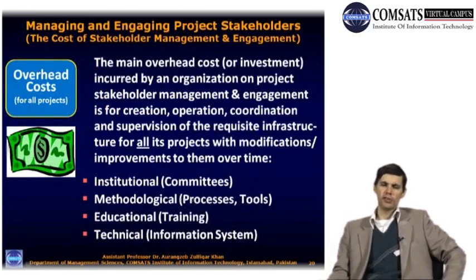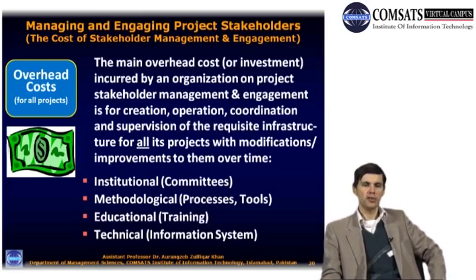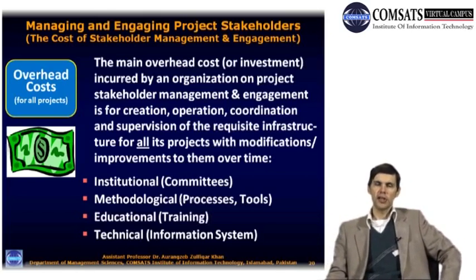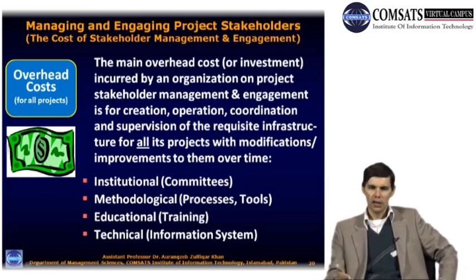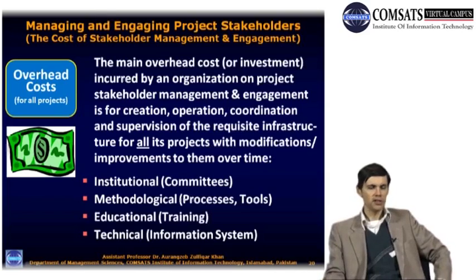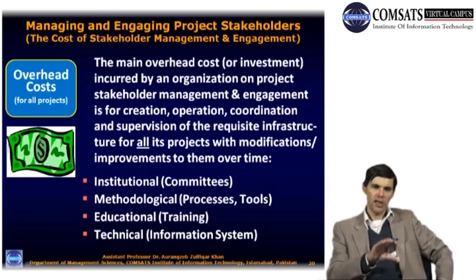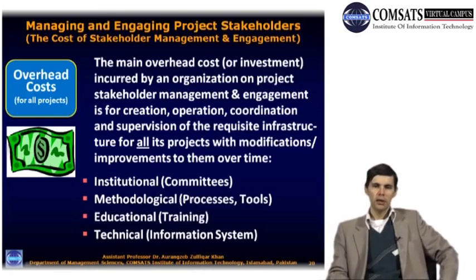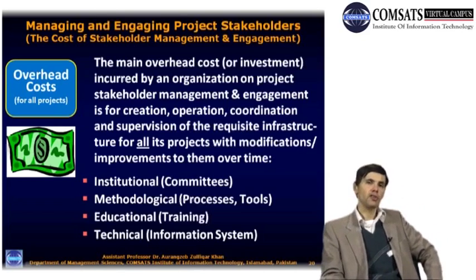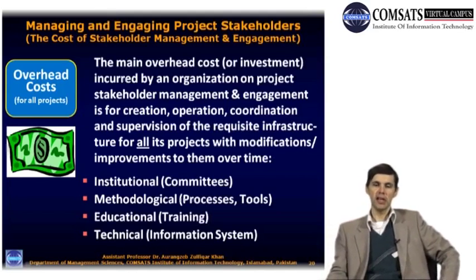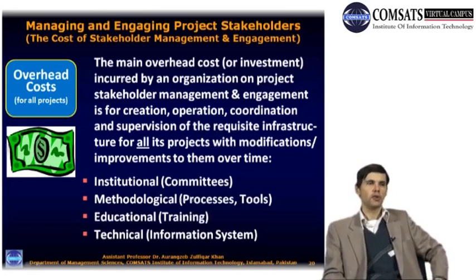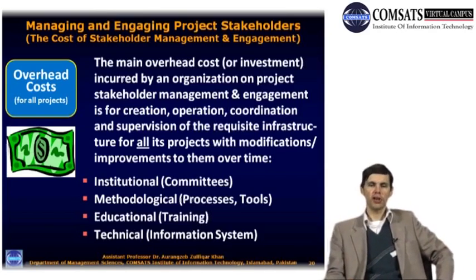What are some of the costs for managing and engaging stakeholders? Well, if you've studied cost accounting, and project cost accounting overlaps with conventional cost accounting a lot, except that it's specific for the project, you will see that there are different categories of costs, like overhead costs and direct costs. Overhead cost or investment for an organization on project stakeholder management and engagement is for creating the framework structure.